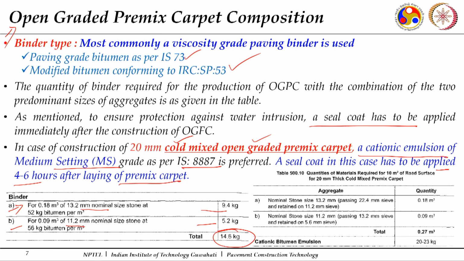And again it is mentioned here, if you are using a cationic bitumen emulsion, the quantity of aggregate is the same as in the case of paving grade binder, but the cationic bitumen emulsion quantity is around 20 to 23 kg in the 10 meter square of area. So that is why it is a sort of recipe mix, where how much aggregate quantity you have to put in a given area, and how much quantity of binder is to be put, is already recommended by the specifications.